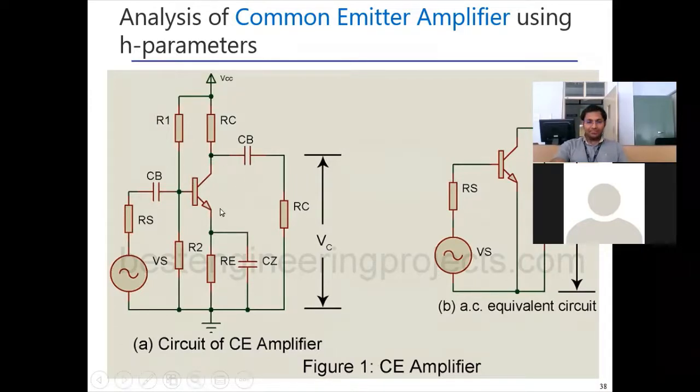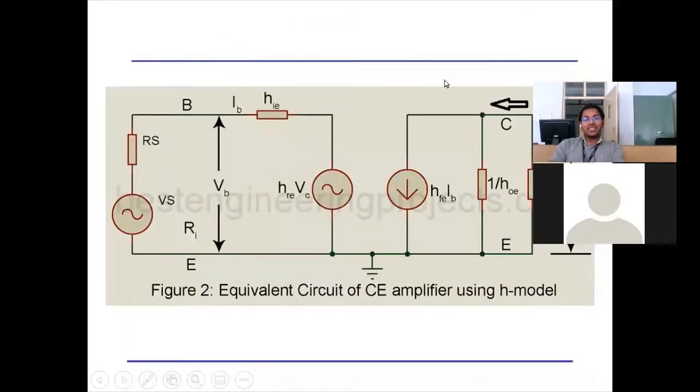So for that, what we are doing is going for the AC equivalent. Why? Because we want to analyze the gain of the amplifier. Gain is in terms of the AC signal. You are giving a small AC signal, you are getting a larger one. So we go for the AC equivalent, and in that AC equivalent, we are replacing the transistor with its H parameter model, and we are analyzing.